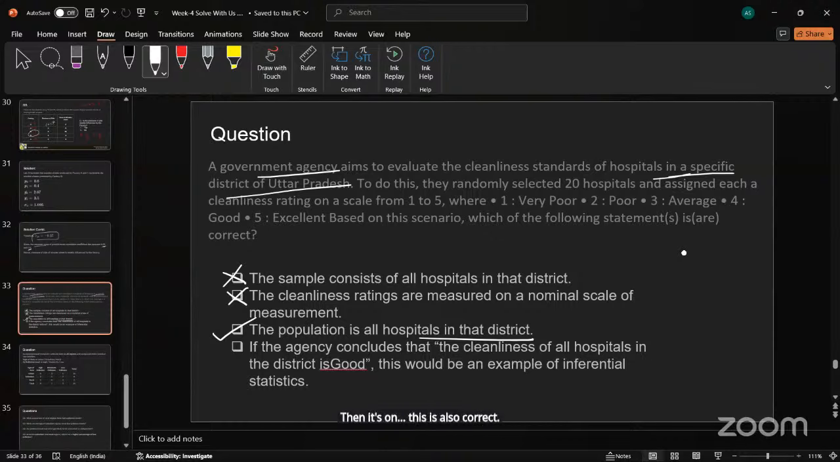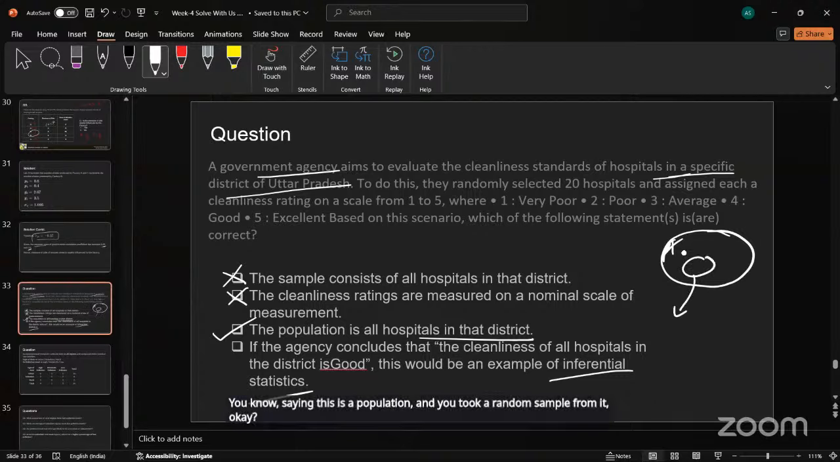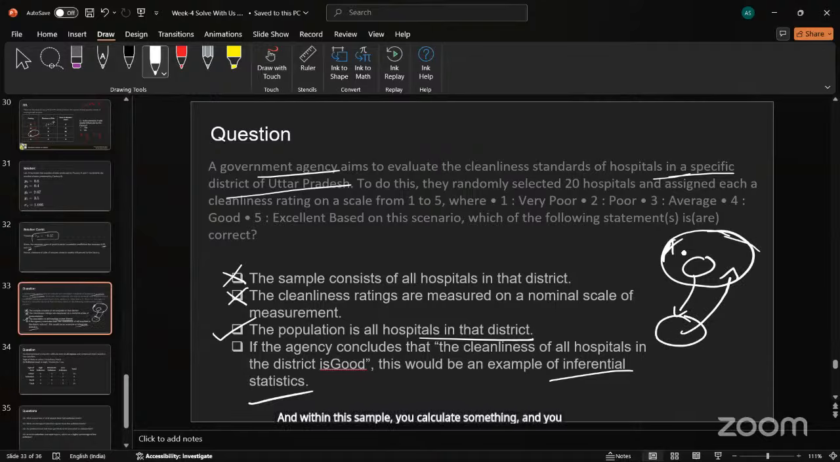This is correct, right? Because we took a sample, and from the sample we are giving some information about the population. That is called inferential statistics. There is a population, and you took a random sample from it. Using this sample, you calculate something and you predict something about the whole population.